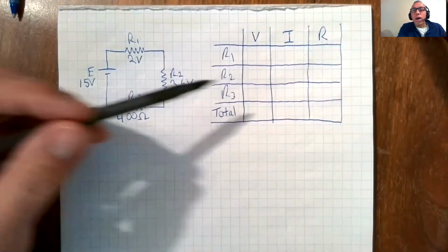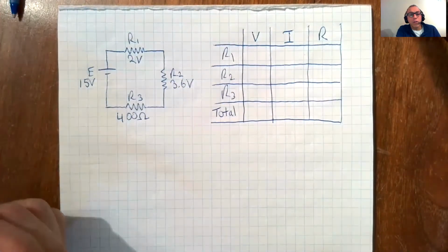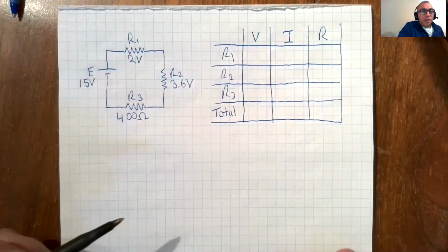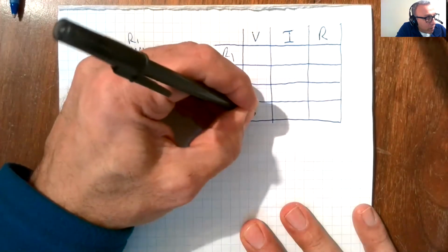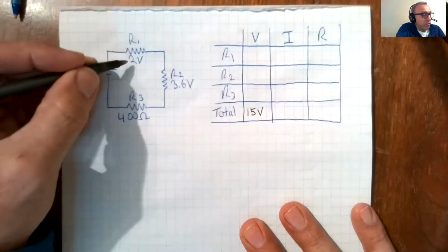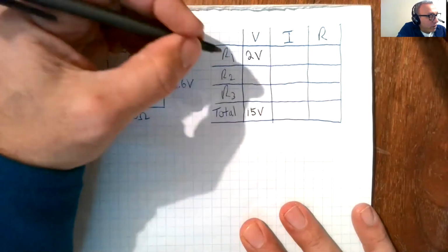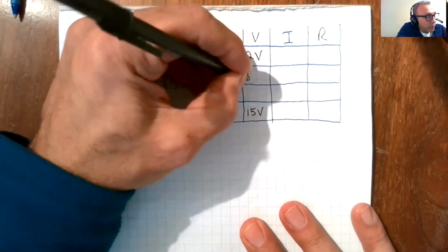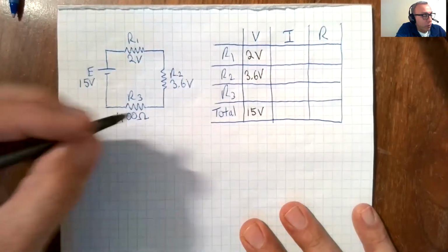Okay, so I have this chart, voltage, current, resistance, and all my components. So what I'm going to do is plug in the values that I gave you. I gave you E, so total voltage, 15 volts. I gave you VR1, which is 2 volts. I gave you VR2, which is 3.6 volts. And I gave you R3, which is 400 ohms.